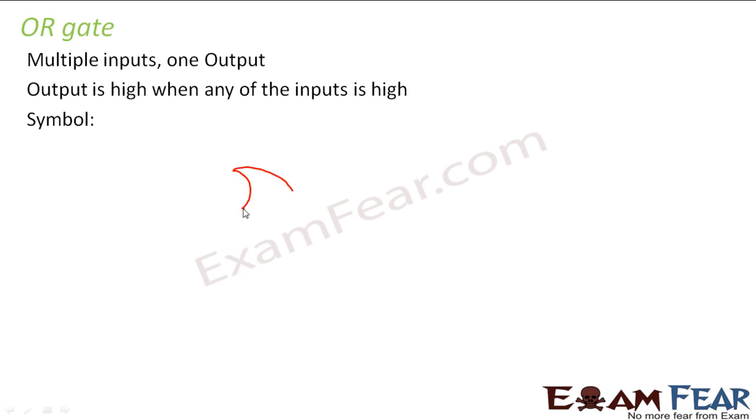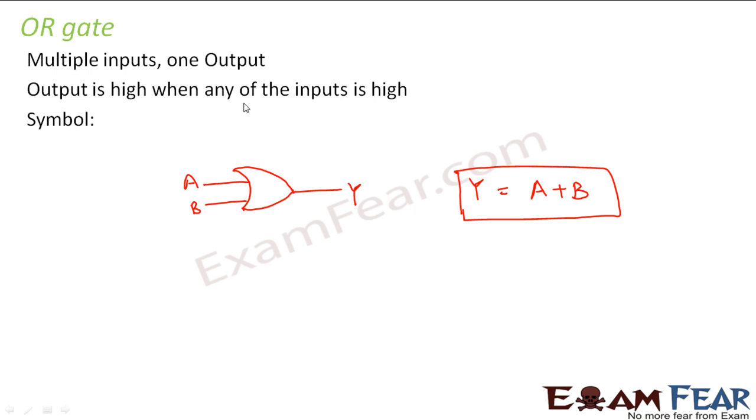So the OR gate will look like this. You have two inputs, let us say A and B, and you get output Y. So the logical relationship is Y is equal to A plus B. If you see, this relationship will satisfy this condition. We will see that when we draw the truth table.